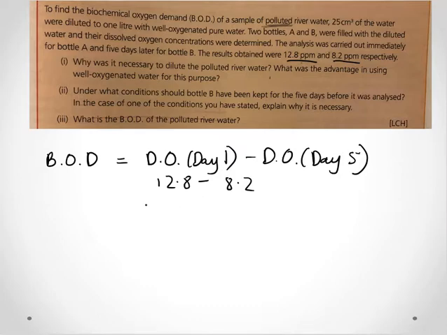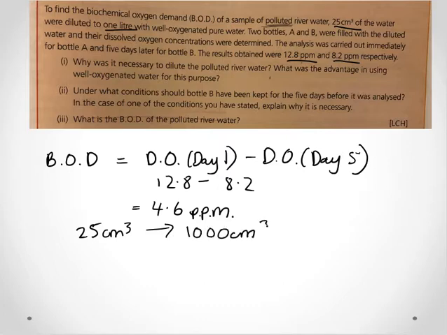So my answer for that is 4.6 parts per million of dissolved oxygen. That's my biological oxygen demand. Now I need to just check back in and see if there was any dilution factor. So there was. We had 25 centimeters cubed of the water diluted to 1 litre, so that's 1000 centimeters cubed. So that is a dilution factor of 40.